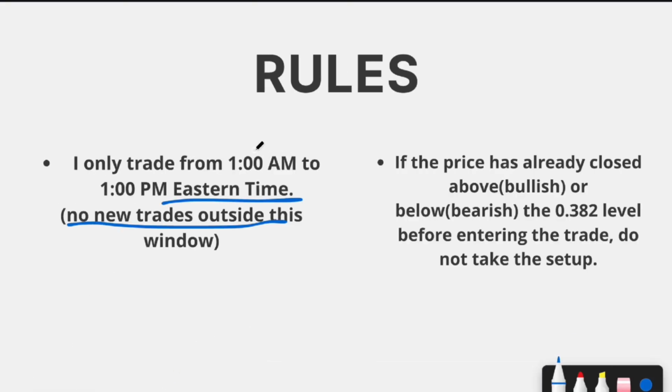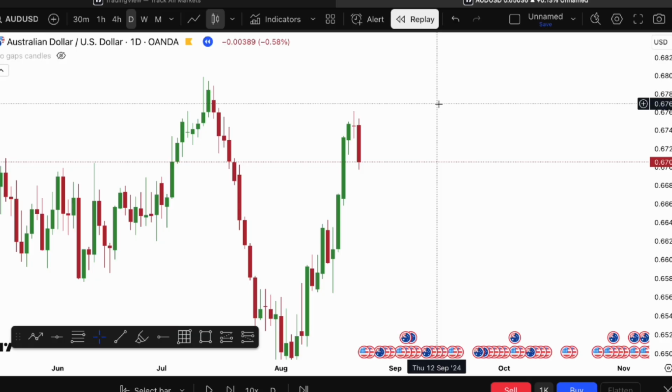The time window from 1 a.m. and 1 p.m., and if price has already closed above or below, depending on the trend, the 38 level of the fib. If this is the case, we do not take the trade. So now I'm going to show you a real life example on the charts from start to finish.